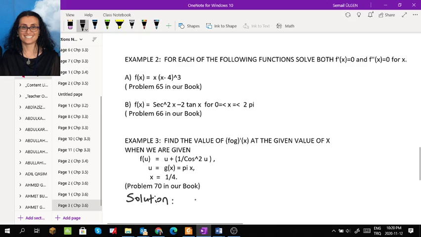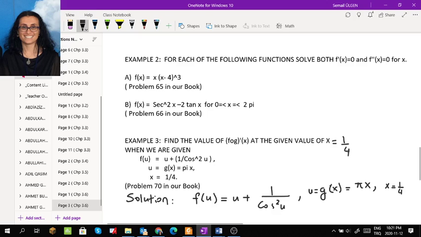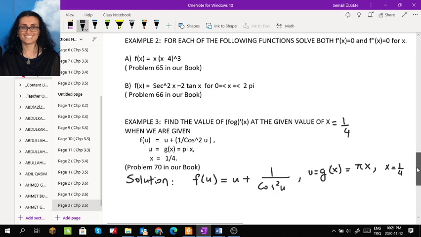Solution. We are given f of u is equal to u plus 1 over cosine squared u, and u is equal to g of x, another name for it, which is just pi times x, and x is equal to 1 over 4. So they want us to find the derivative at the given value, x equal to 1 over 4. Alright, so let's move down.